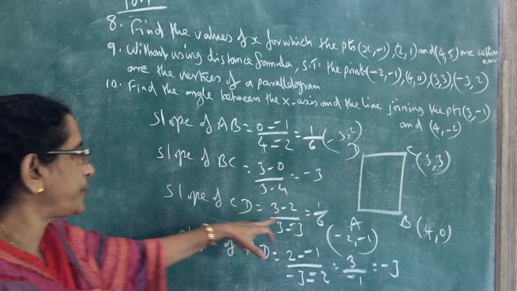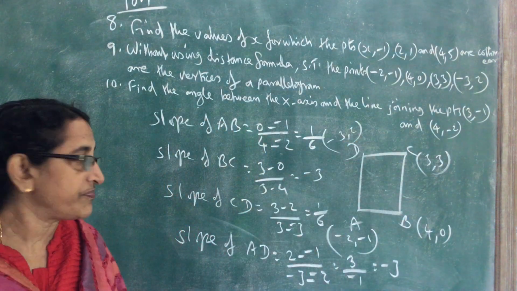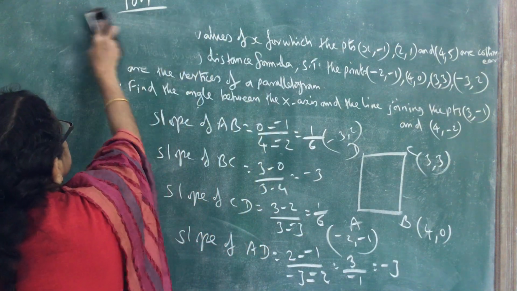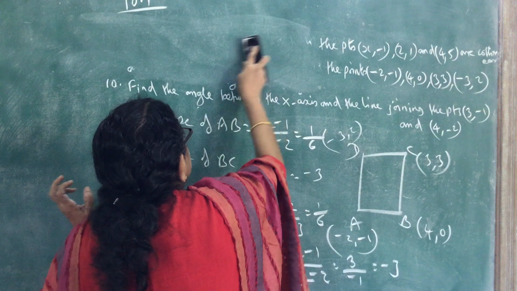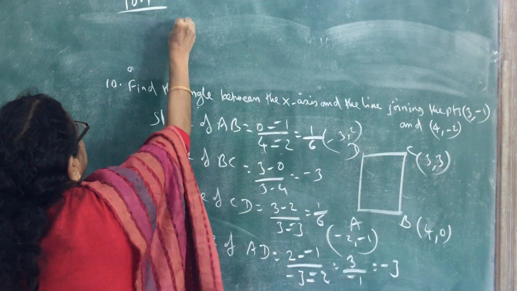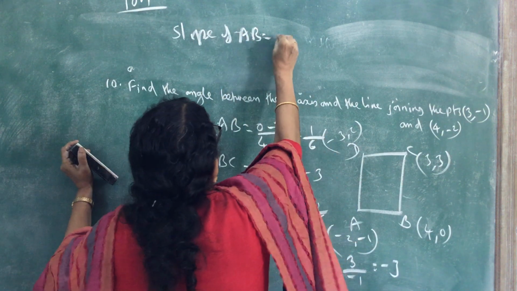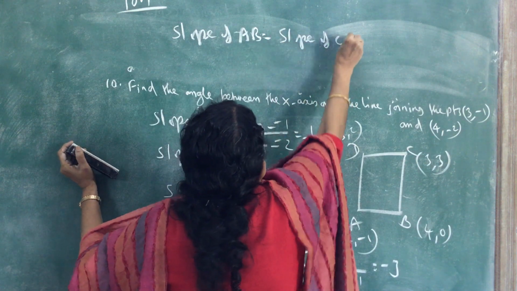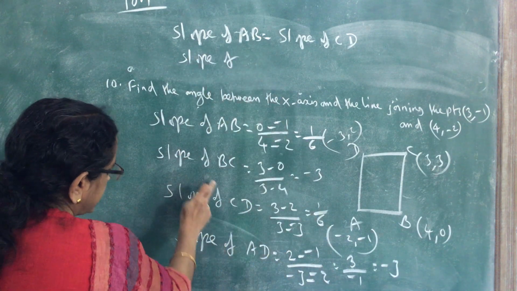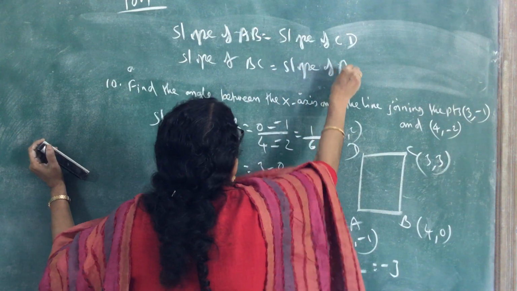Slope of CD equal to 1 by 6. Slope of AB and slope of CD, opposite sides, their slopes are equal. So we can write slope of AB equal to slope of CD, and slope of BC equal to slope of AD.